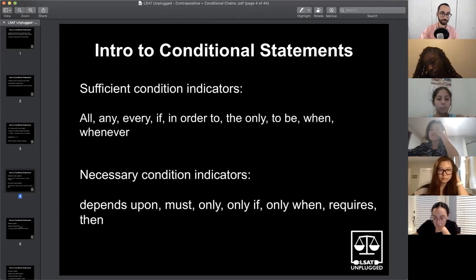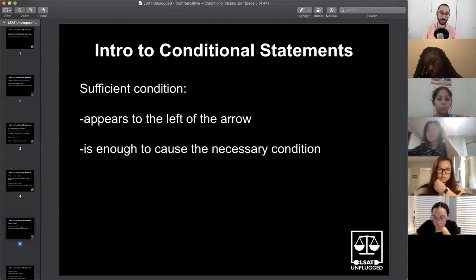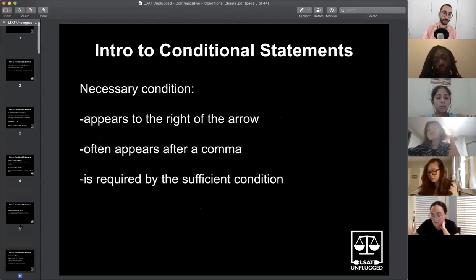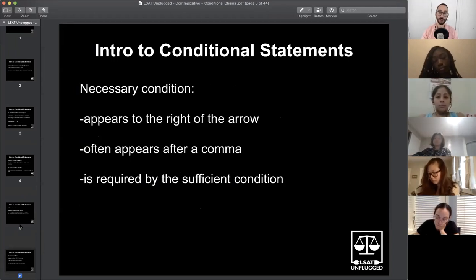Now, sufficient condition, again, left of the arrow is enough to cause or activate the necessary condition. So if you have X requires Y, X is the sufficient and Y is the necessary. Necessary is on the right side of the arrow. It often appears after a comma. So if A happens, comma, then B happens. You could put a comma there maybe if you want to.